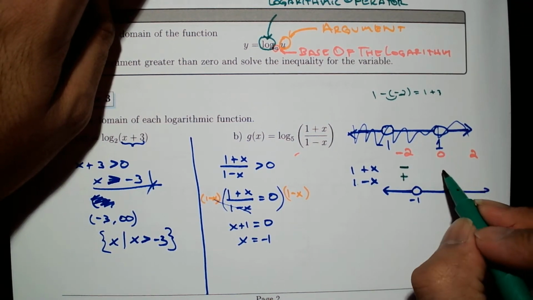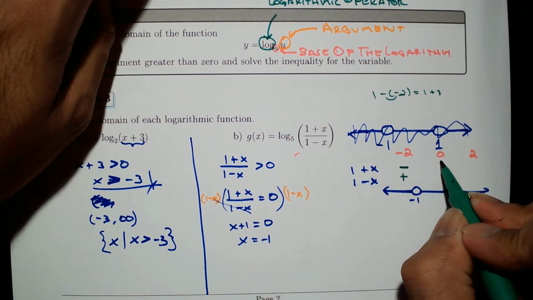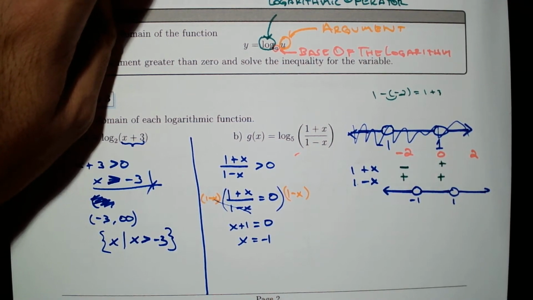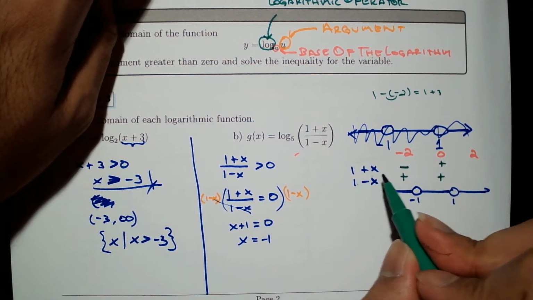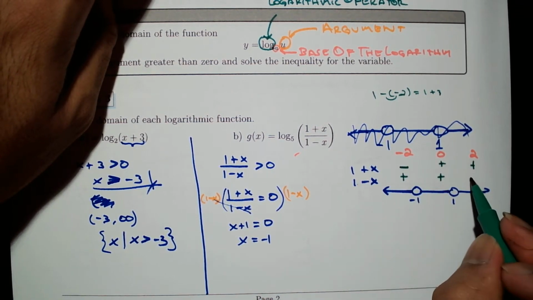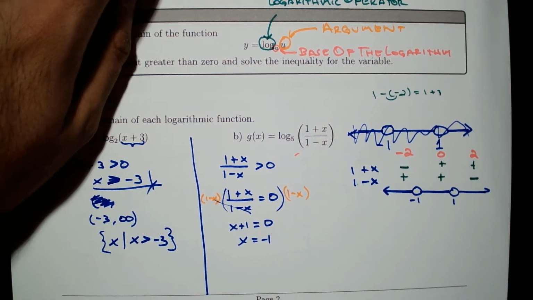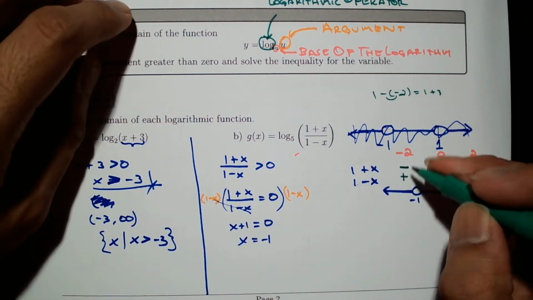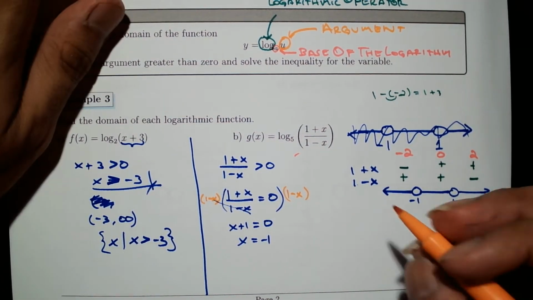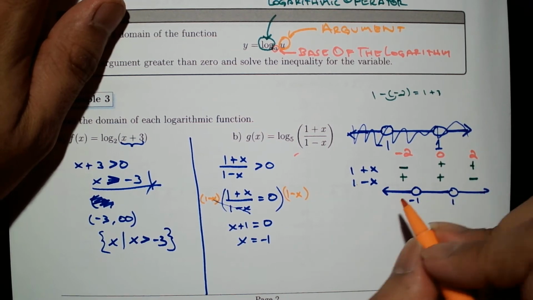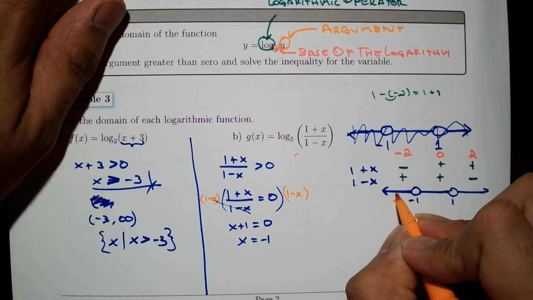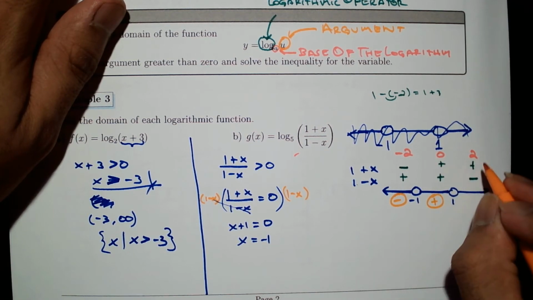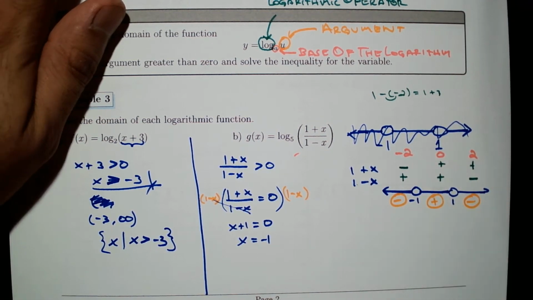Okay, let's evaluate it at 0. 1 plus 0 is positive, and 1 minus 0 is also positive. Let's evaluate it at 2. 1 plus 2 is positive, 1 minus 2 is negative. So what are we going to do next? What we do next is multiply the signs and get the final signs. The negative times positive is negative. The product of two positives is positive, and positive times a negative is negative.